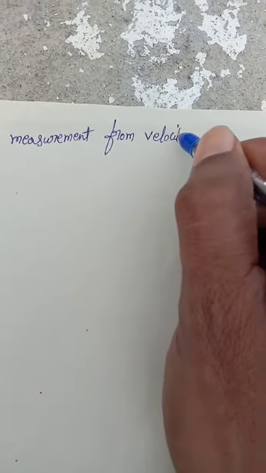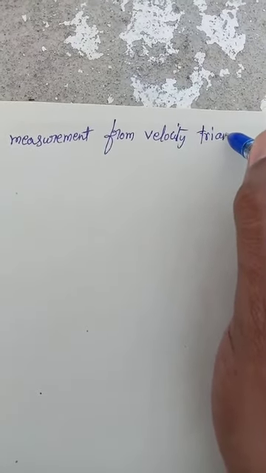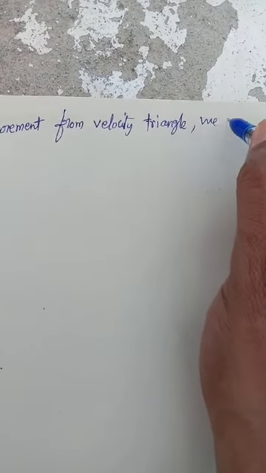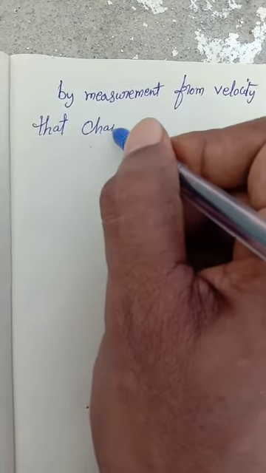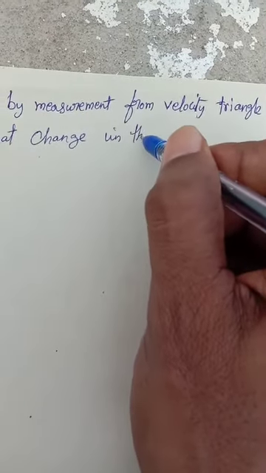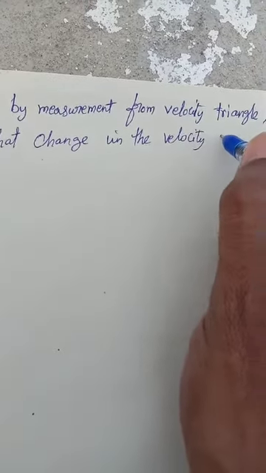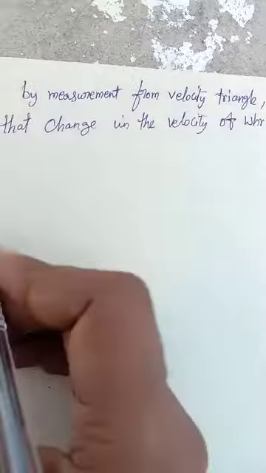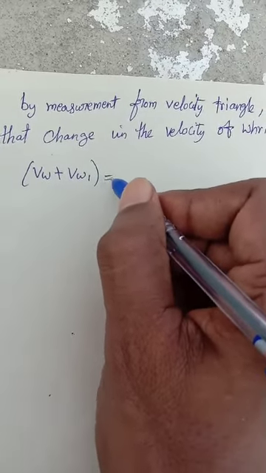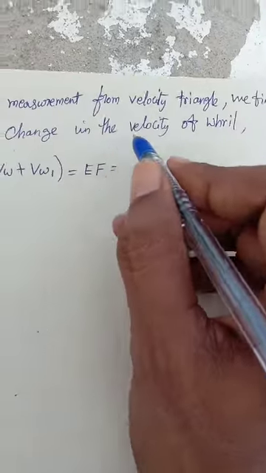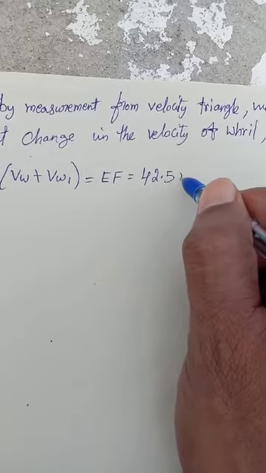Why? Because we know very well how to solve this. By measurement from the velocity triangle we find that the change in the velocity of whirl, VW plus VW1, is equal to VF, and the total is coming here in meters per second.